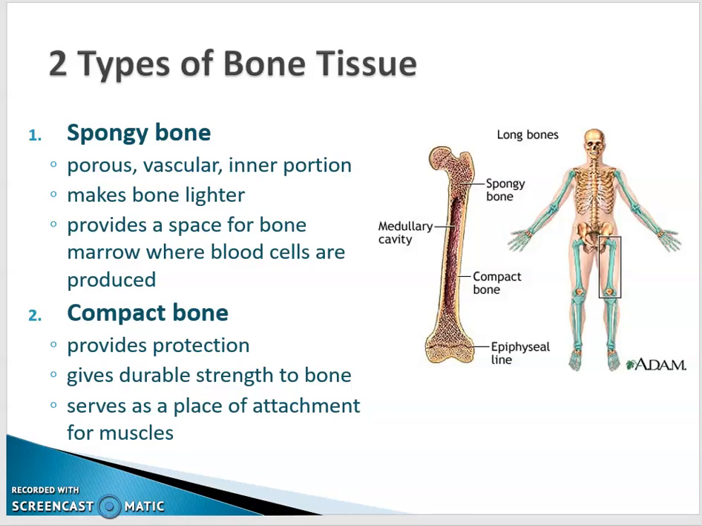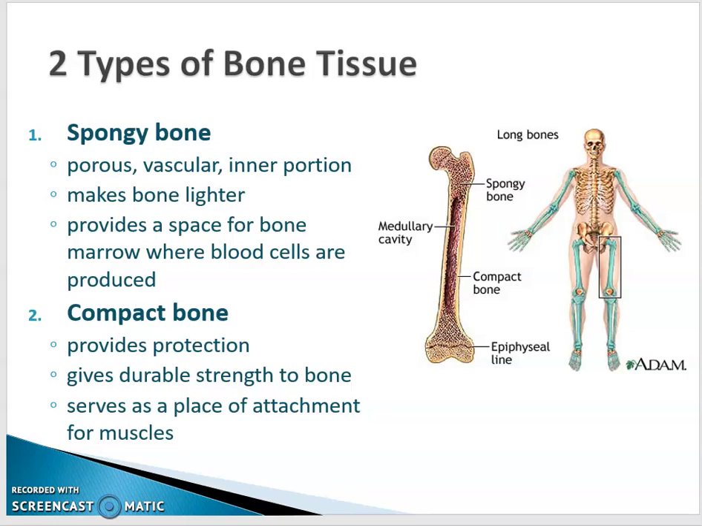They provide space for bone marrow where blood cells are produced. So you may or may not have known that. But bone marrow is where your blood cells are produced. So it's vital to the circulatory system and for the cardiovascular system in general that there's a blood supply, and that's coming from the inside of the bones.